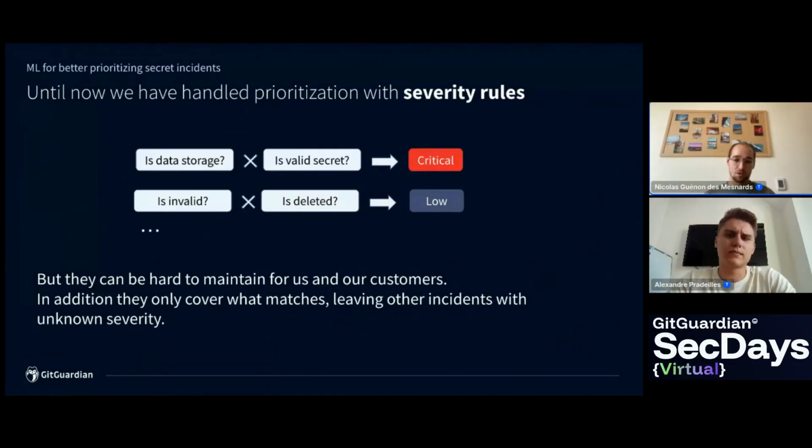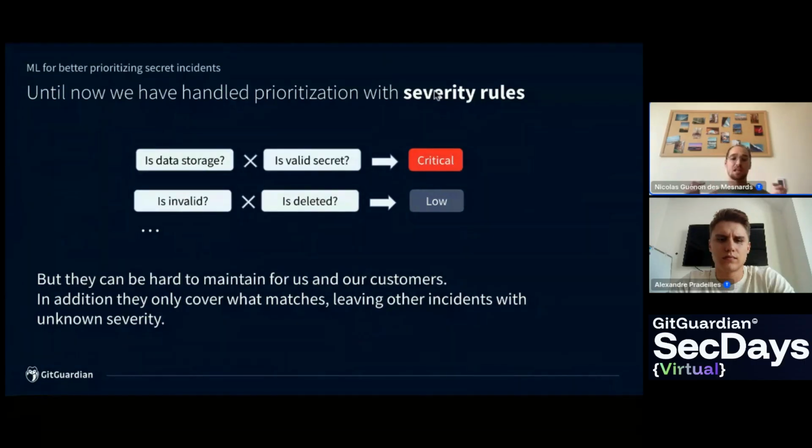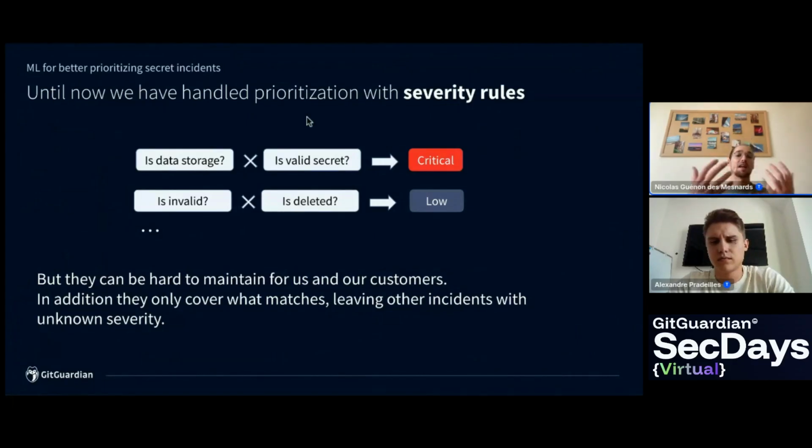At GitGuardian we had a first approach to solve this issue, called severity rules. It's basically taking all those features, those input dimensions we just mentioned. Is it data storage? Is it a valid secret? Is it deleted now? Etc. And making combinations of them. If it's both data storage and valid, then it's critical. If it's invalid and deleted, then it's low severity, etc. And you could imagine having more and more rules to cover everything.